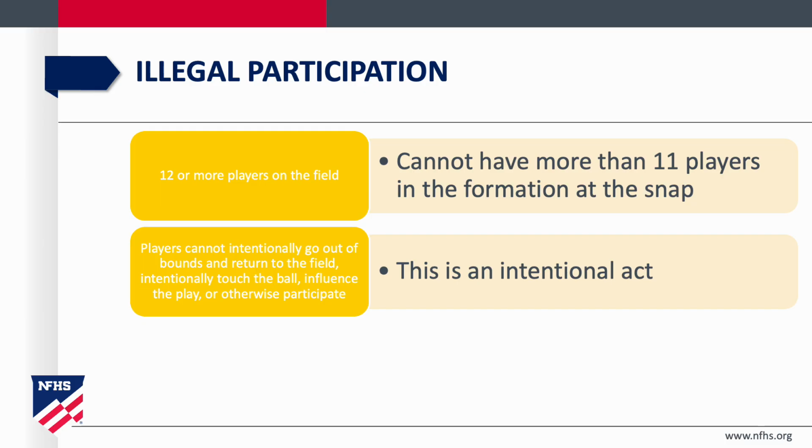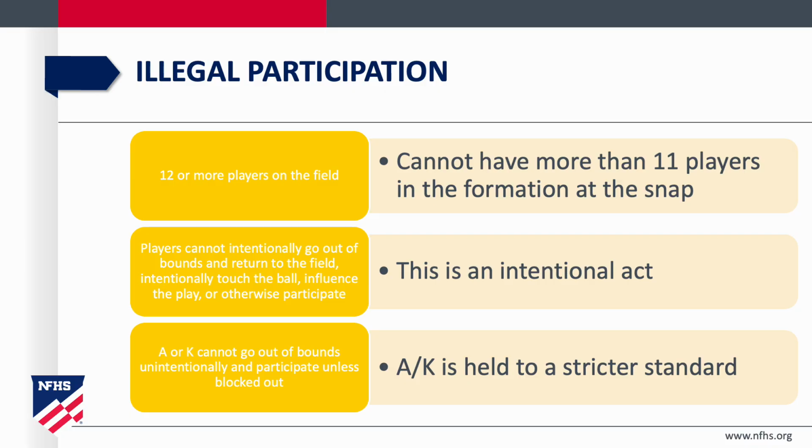No player is allowed to intentionally go out of bounds and then participate. This includes coming back onto the field, touching the ball intentionally, or influencing the play in another way. This doesn't include any player forced to go out of bounds by an opponent, or a Team B or R player who goes out of bounds accidentally. If a player goes out but does not come back on or affect the play in any way, then we don't have a foul.